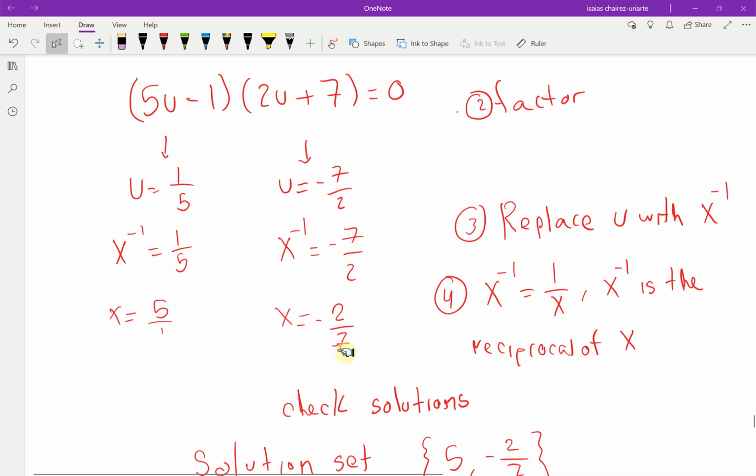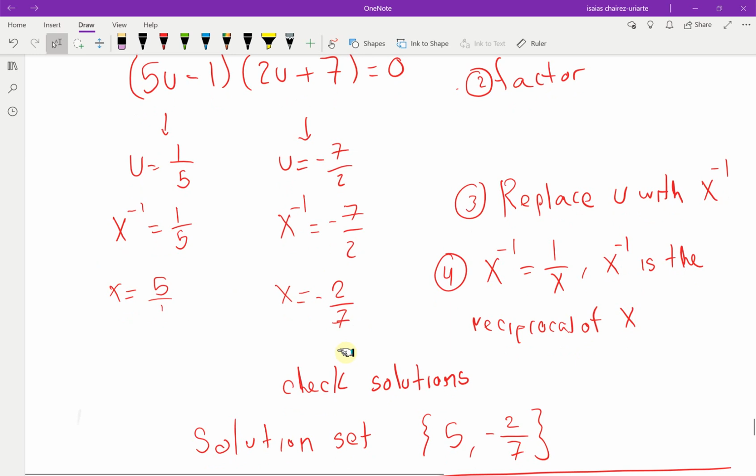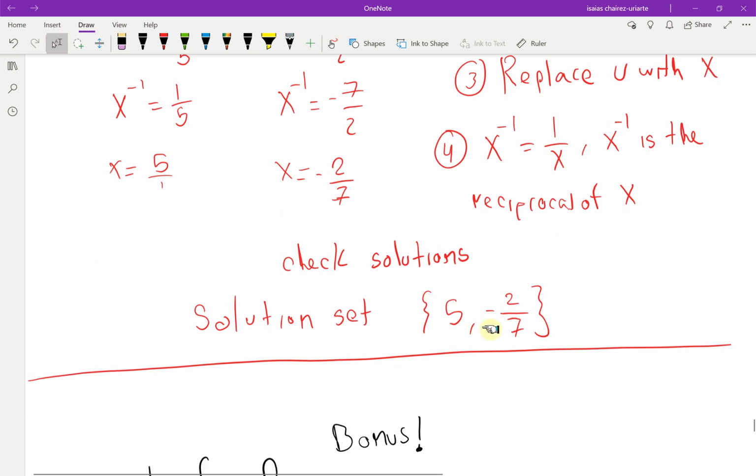And then I still gotta check my answers. I gotta make sure that my answers work out. I already checked them, but I encourage you to check them yourself. It turns out that they are valid answers. So my solution set is 5, negative 2/7.